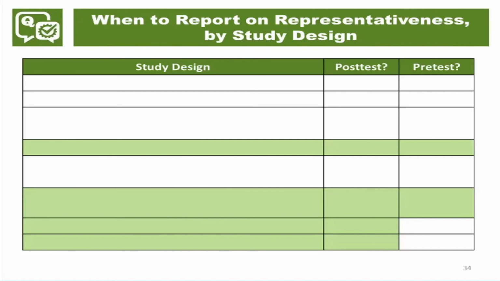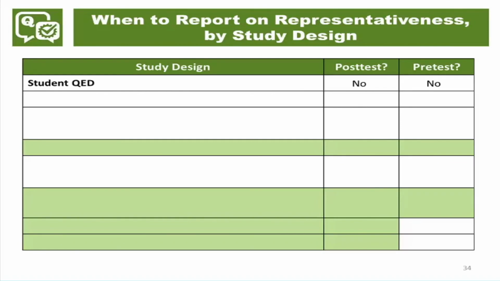Okay, so again, information on representativeness is only required for some cluster designs. When it is required, sometimes it is enough to provide the information for the post-test sample only, but other times it's necessary to provide this information for both the post-test sample and the baseline. So we'll go through this, this is by design.